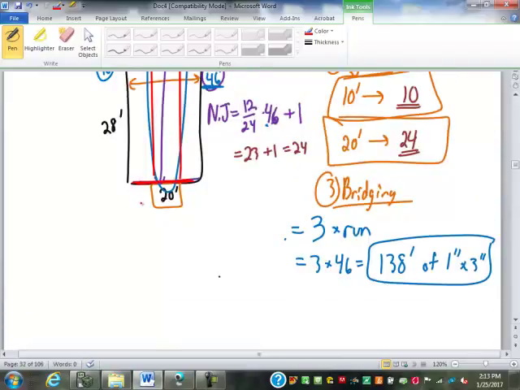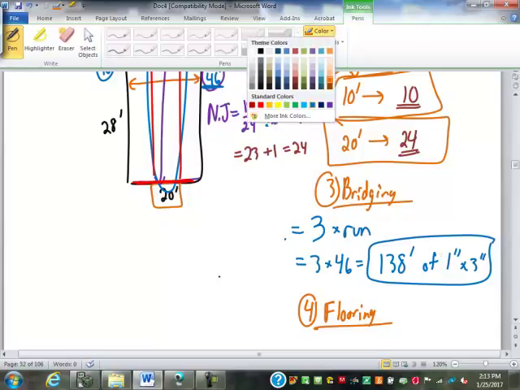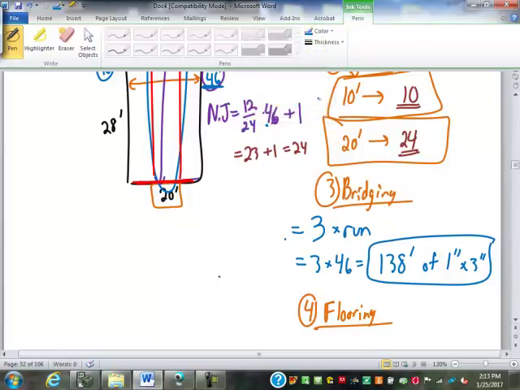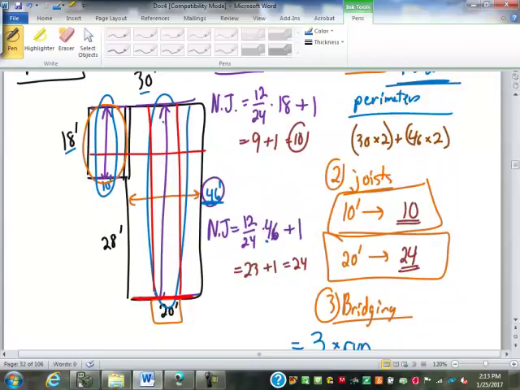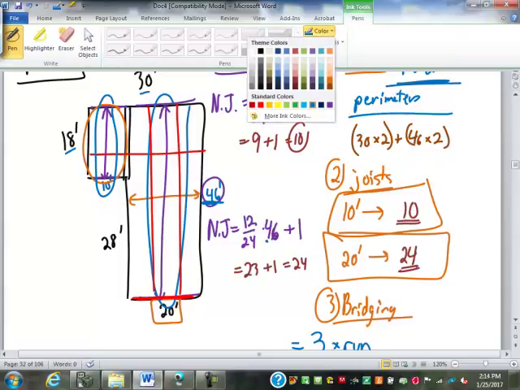Okay, then the last thing we need is flooring. Anybody find the number of sheets of flooring? Want to share what you got? See if you're on. Nobody's going to be brave? Okay, let's take a look.